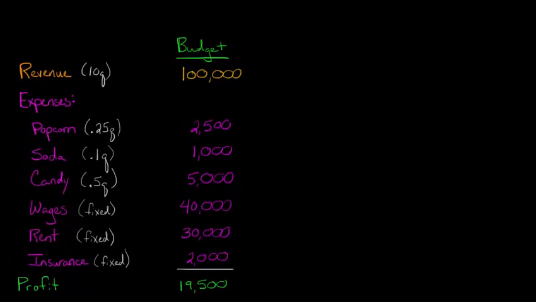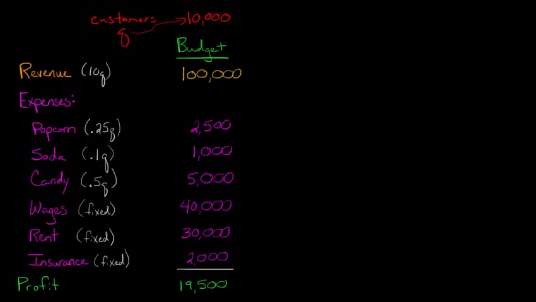Let's say that the number of customers we expect when we make this budget is 10,000. We'll just say customers are Q. So Q is our quantity. That's the number we're expecting. Q is 10,000. So when we put together this budget, it's all under the assumption that we're going to have 10,000 customers at our movie theater for this month.